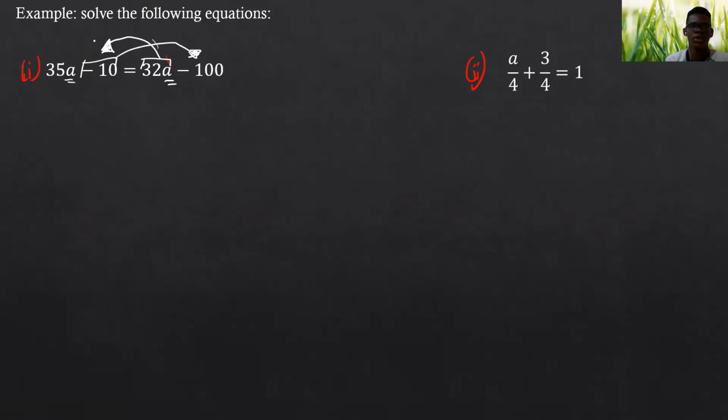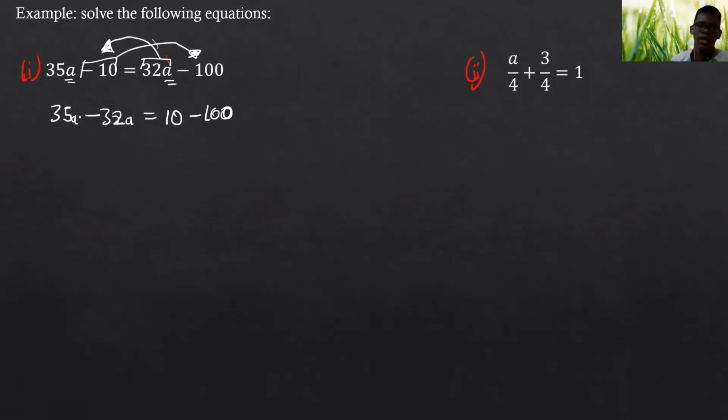In short, invert your operations. This 32a is adding, positive. When it goes over, it's going to be subtracting. So it's 35a minus 32a. Now this 10 is going across. Over here, it's minus 10. When it goes, it'll be positive, or plus 10. So we're just going to put 10, and the minus 100 remains the same. So again, this step is just grouping like terms. Once you've grouped like terms, you can compute like terms. That's the point of grouping them.